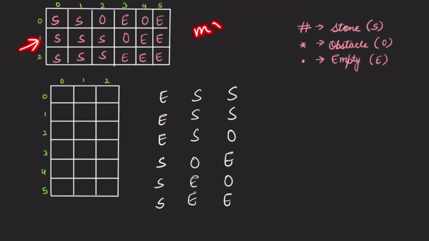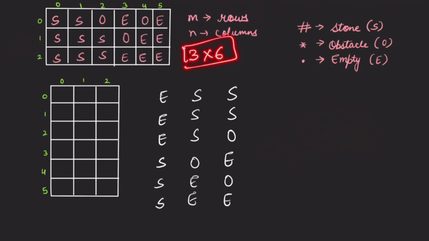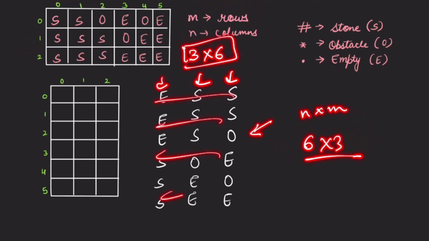So this was an M cross N matrix. You need to return an N cross M matrix as your answer, right? So see, how are we going to approach this? Firstly, I will denote M as the number of rows in the original matrix, and N as the number of columns in the original matrix, right? So here the number of rows is 3 and columns are 6. So it is a 3 cross 6 matrix. We need to create an N cross M matrix, so it will be 6 cross 3. So 6 rows and 3 columns, right?